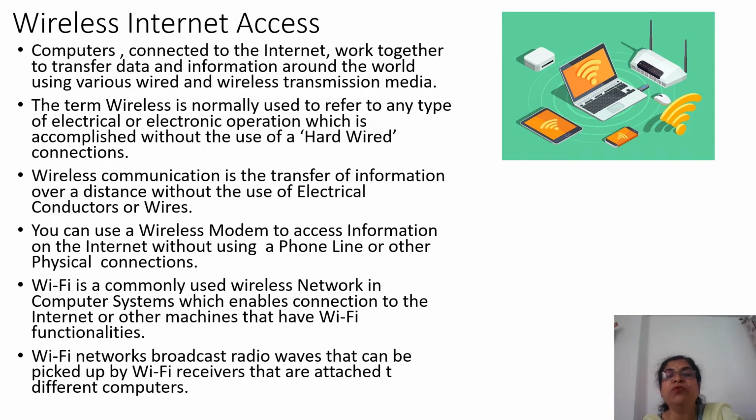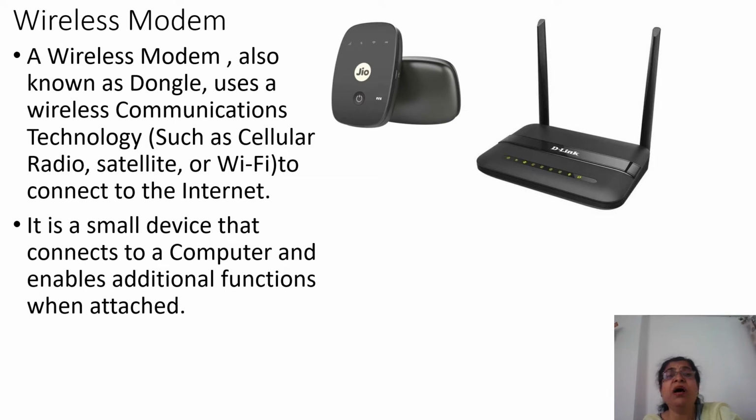You can use a wireless modem to access information on the internet without using a phone line or other physical connections. Wi-Fi is a commonly used wireless network in computer systems which enables connections to the internet or other machines that have Wi-Fi functionalities. Wi-Fi networks broadcast radio waves that can be picked up by Wi-Fi receivers that are attached to different computers. Wireless modem. A wireless modem, also known as a dongle, uses a wireless communications technology such as cellular radio, satellite, or Wi-Fi to connect to the internet.